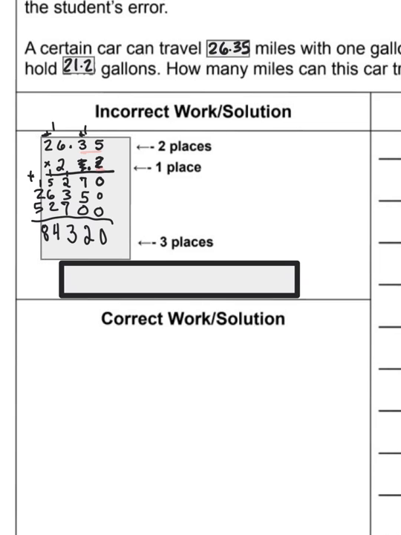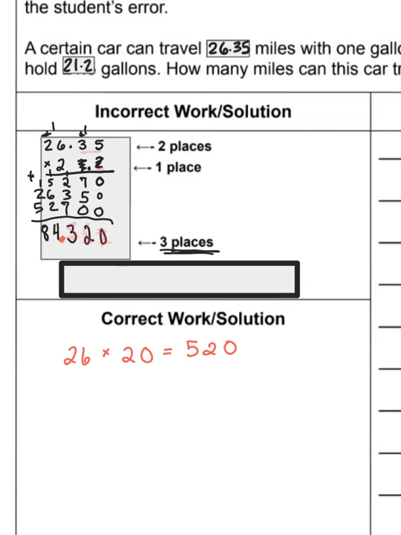So when the person goes to add their decimal point, they know they need to have 3 digits to the right of their decimal point. 1, 2, 3. So the decimal point should go here. If the student had made an estimate like we did to say, well, the person's going to go about 26 miles on about 20 gallons of gas. So that means they're going to have about 520 miles to go before they have to fill up their tank.